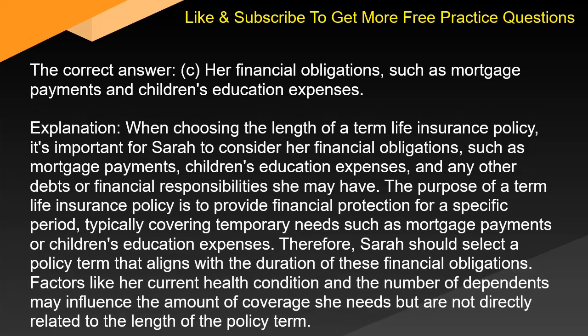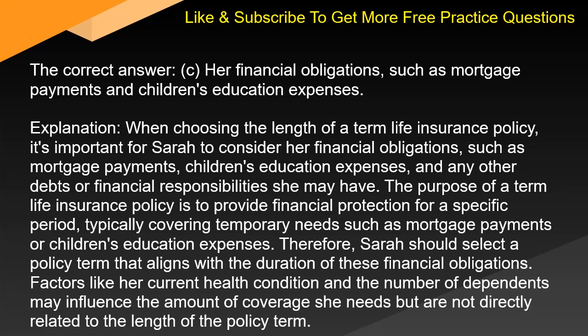The correct answer, C. Her financial obligations, such as mortgage payments and children's education expenses. Explanation. When choosing the length of a term life insurance policy, it's important for Sarah to consider her financial obligations, such as mortgage payments, children's education expenses, and any other debts or financial responsibilities she may have.